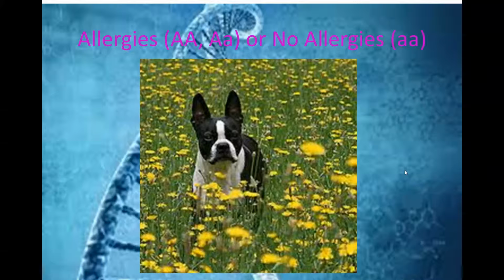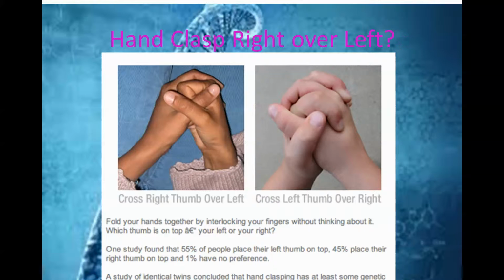So if you guys get real stuffy or itchy eyes, runny nose during the summer, during spring, you have allergies. And then hand clasps. If you clasp right over left, you have a dominant trait. But if you do left over right, it is a recessive trait. And this is easy to do if you just clasp your hands like they're doing in the picture. It'll actually feel weird if you try to clasp it the other way. So like right now, my left thumb is over my right thumb. But if I put my right thumb over my left thumb, it does not feel correct to me. It feels funny.